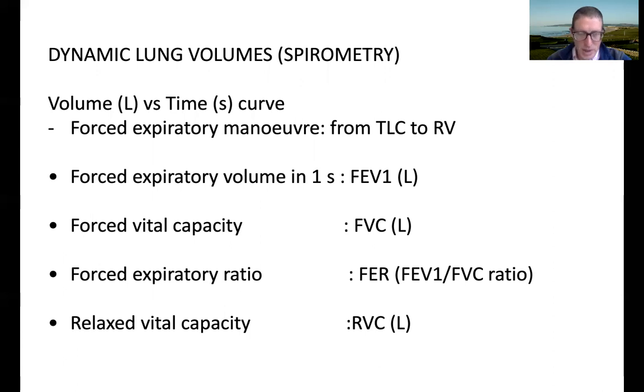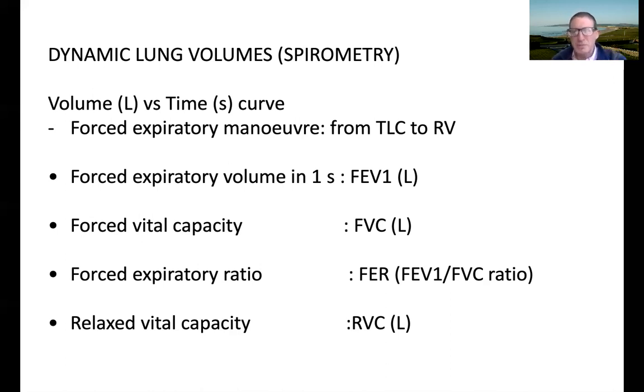And the indices we measure are firstly the amount of expiratory volume forced out in the first second, FEV1, measured in litres or mils. The forced vital capacity, which is the total amount of air you can breathe out, FVC. The forced expiratory ratio, FER, which is the ratio of the FEV1 to the FVC, expressed either as a decimal or a percent, so like 0.75 or 70%.